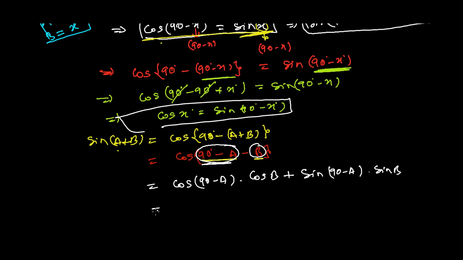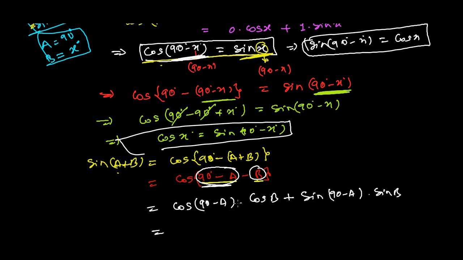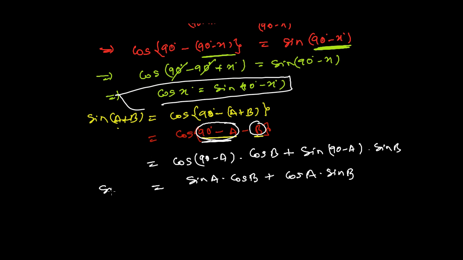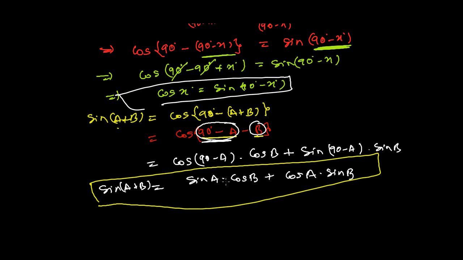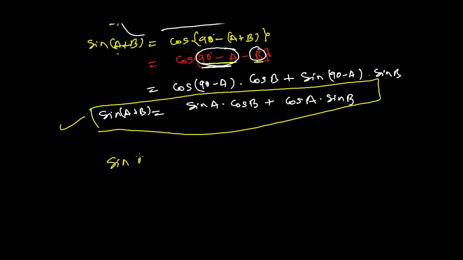sine b. Cos 90 minus a, we recently dealt with that: cos 90 minus a is sine a. And cos b, plus now sine 90 minus a, we recently learned sine 90 minus a is cos a. So it is cos a times sine b. And here we are with the sine a plus b. We got the formula: sine a plus b is equal to sine a times cos b plus cos a times sine b.